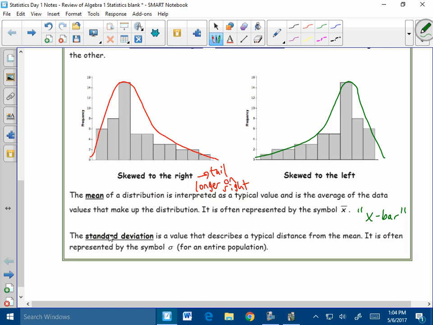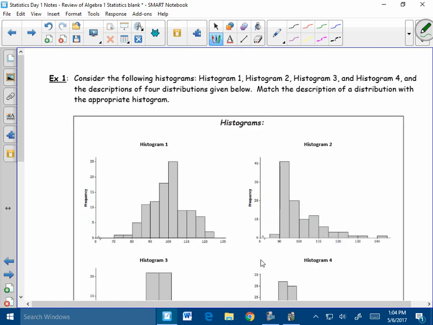And then we're also going to be talking about the standard deviation. Standard deviation is a value that describes a typical distance from the mean. It is often represented by this symbol, which is the Greek letter sigma. So sigma for standard deviation. The regular symbol represents the standard deviation for the entire population, which is what we'll be looking at. On to the next page.